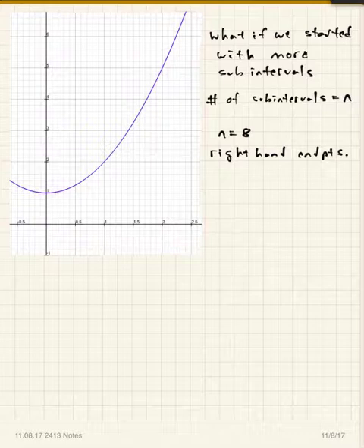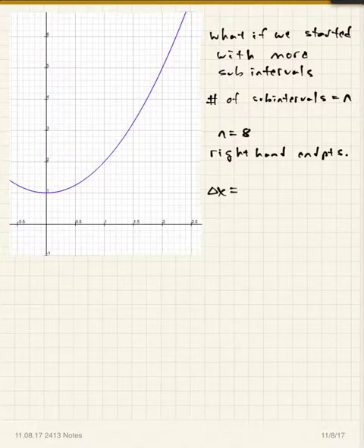Just to make our lives a little bit easier, quite frankly. Okay, so now if n is 8, now the total interval, so what is delta x going to be in this case? Well, delta x, remember, is the width of each subinterval.